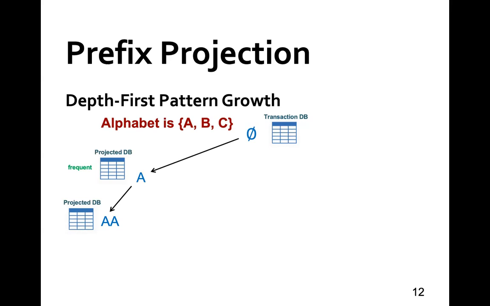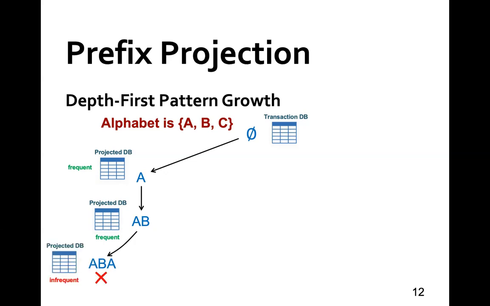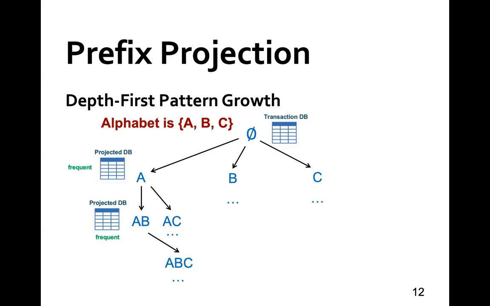We then grow pattern A into AA, and create its projected database from that of A. Assume that the projected database does not have sufficient transactions, so AA is infrequent. Then AA is pruned, and we do not need to consider growing AA further. After backtracking to pattern A, we will consider the next child pattern, AB, and assume that it is frequent. Then we will continue to check its child patterns, ABA, ABB, and ABC. We will continue to check all the patterns in depth-first order of the pattern growth tree until all frequent patterns are found.